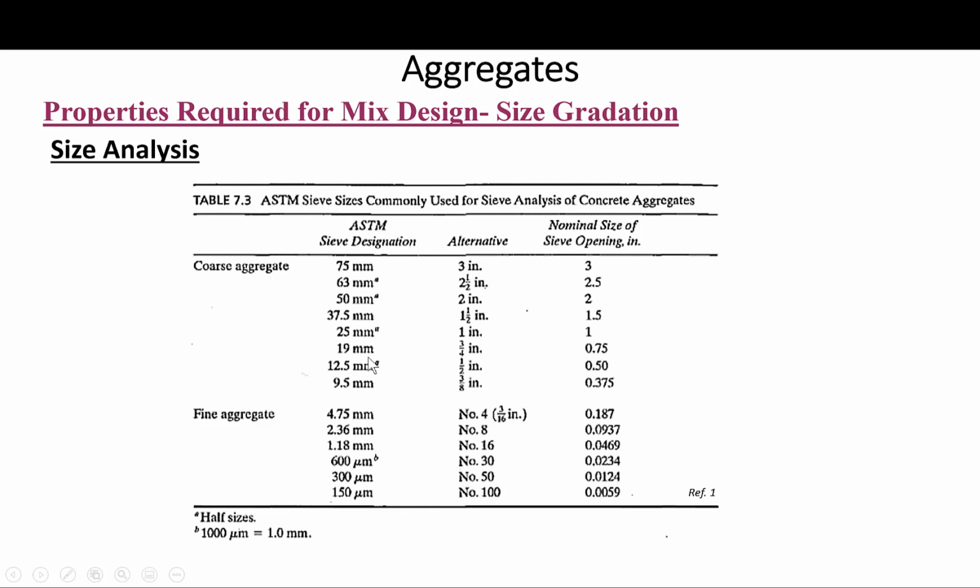Okay. And the coarse sieves, the ones that fit in the size sequence of, for example, 9.5 millimeter, 19 millimeter, 37.5 millimeters, and 75 millimeters. In inches, 3/8, 3/4, 1.5, and 3 inches.